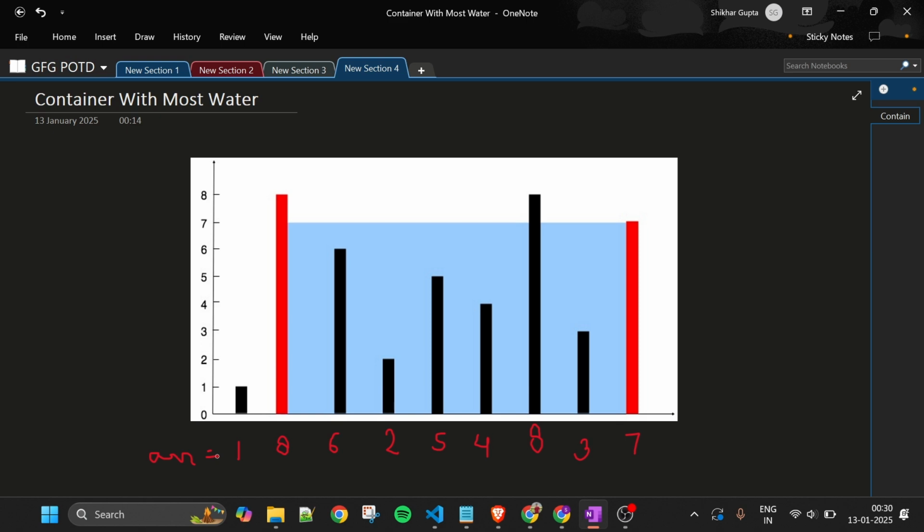The first wall is of length 1, then 8, then 6 2 5 4 8 3 7, and we have to tell how much maximum water I can store by picking only two lines. All right, so let's suppose I picked this line and this line. How much water can I store? First of all, what's the length? For one, the first length is 1, and another wall or height is 7, let's say.